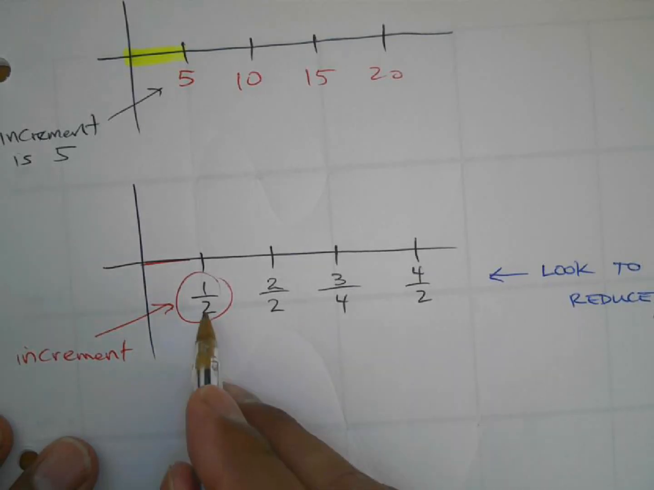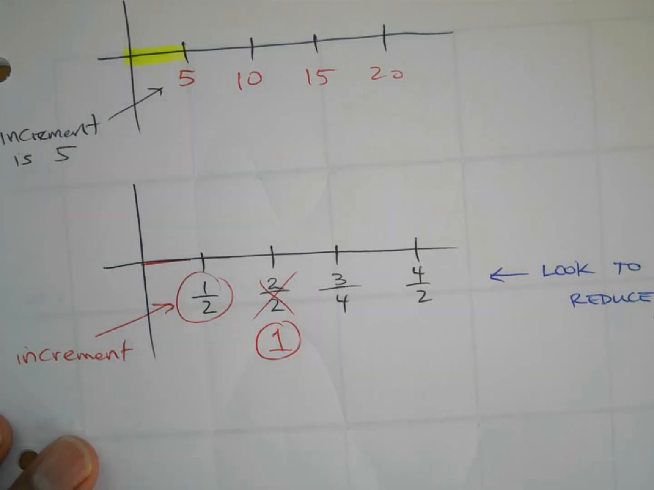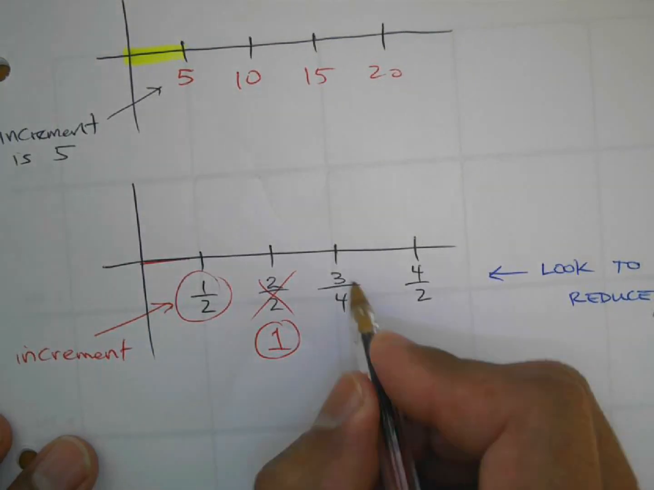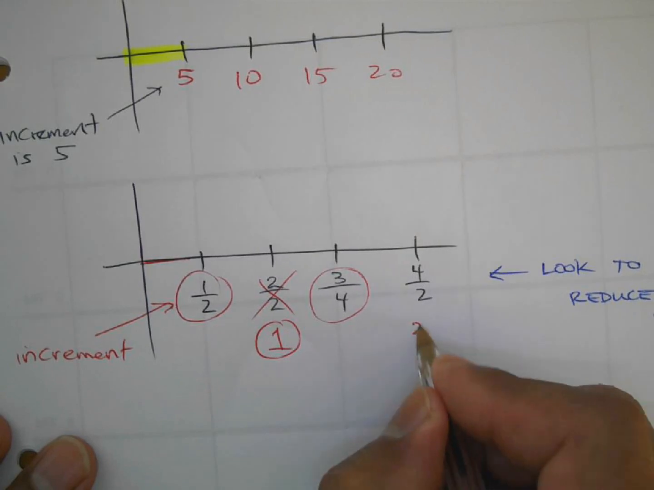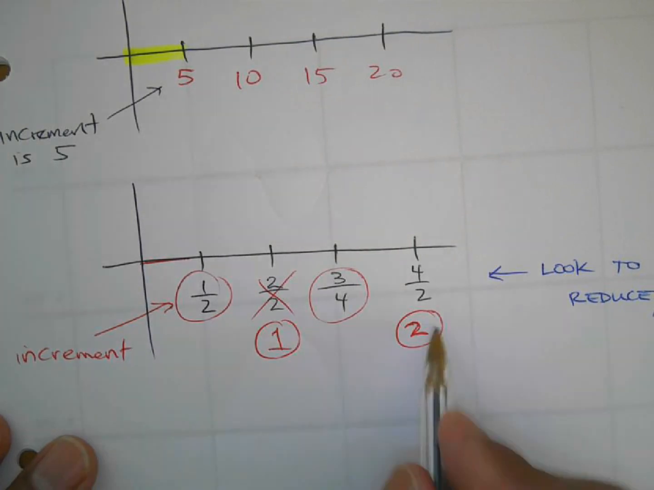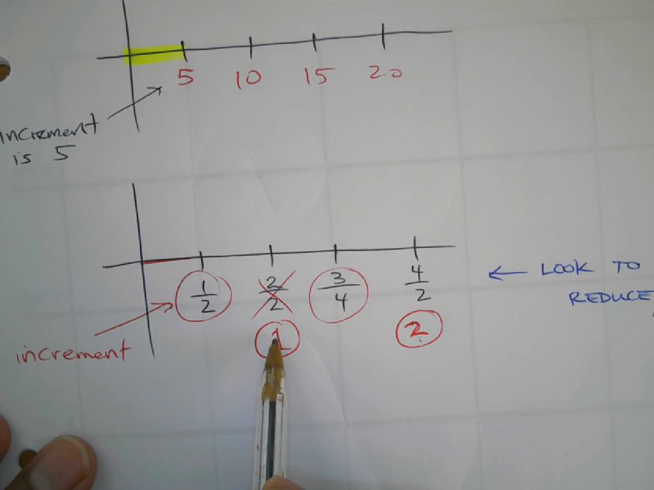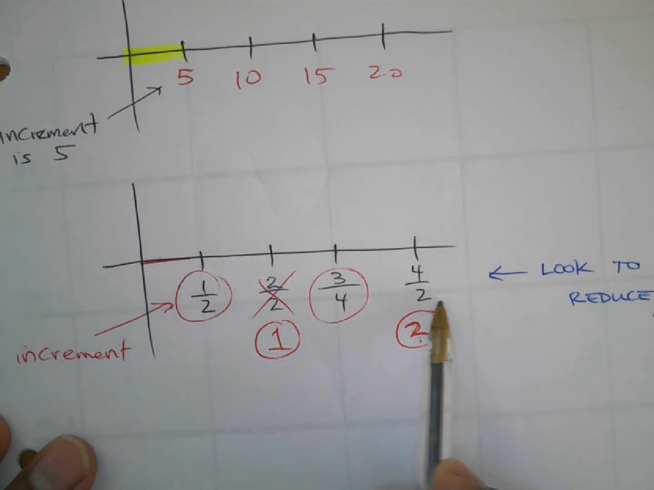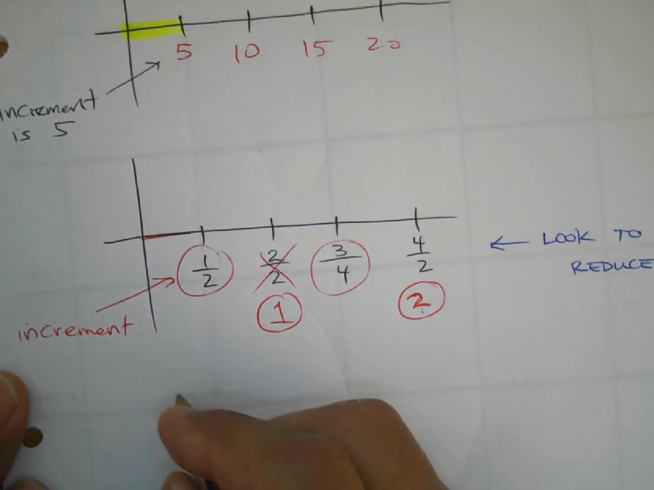Okay, so then 1/2 is fine. 2 over 2 is really what? 1. 3/4 is okay. And 4 over 2 is 2. And it makes sense, right? If this is 2, then half of 2 is 1. And then half of 1 is 1/2. But I was counting by halves. You have to get this first one and then count this way, and you'll fill in the rest. Okay? And then you look to simplify. Let's do another one.